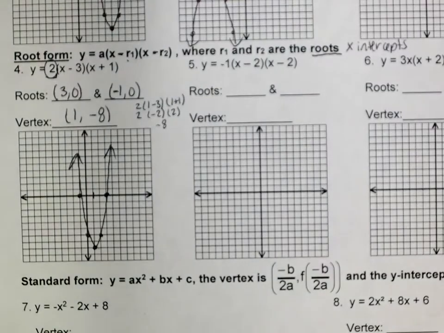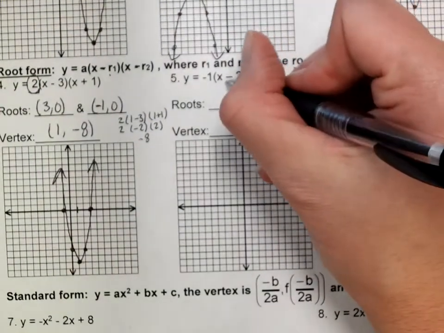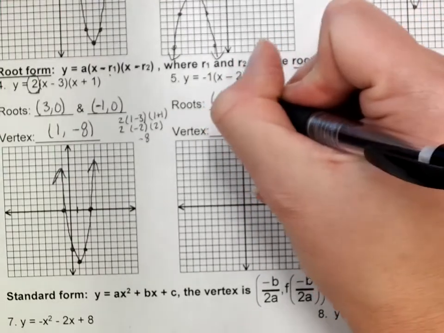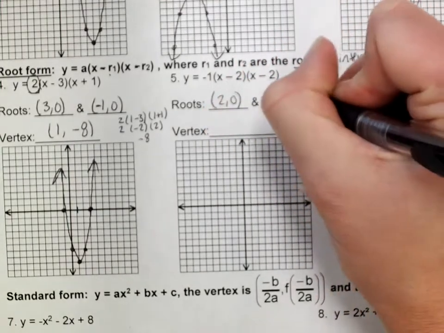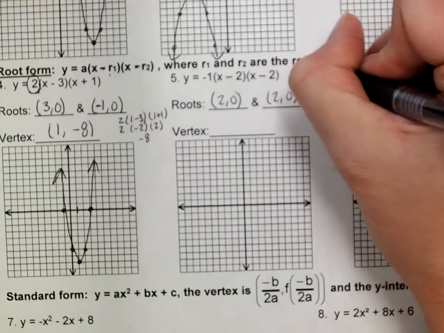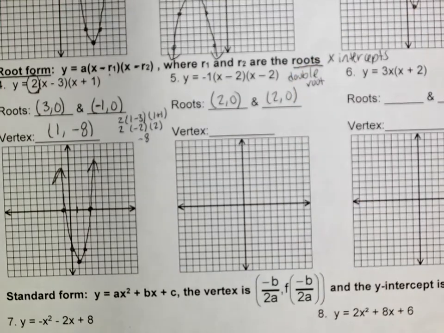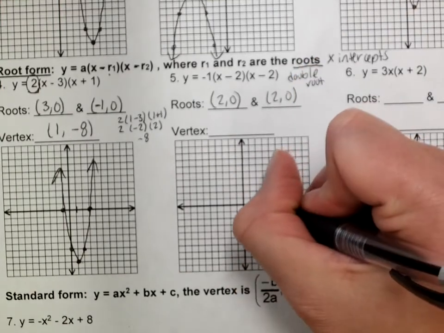Okay. Same thing on our next question. The roots here, x minus 2 and x minus 2, mean (2, 0) and (2, 0). This is what's called a double root. Both of them are at 2.